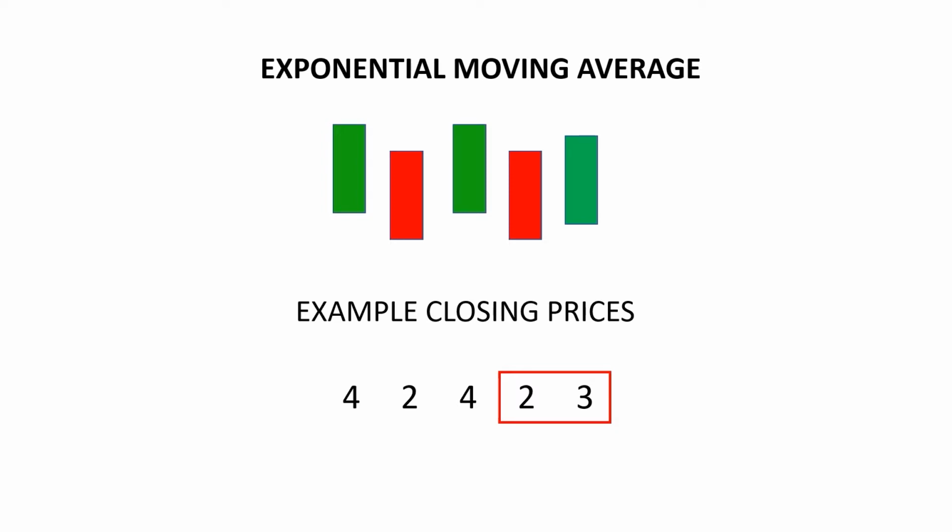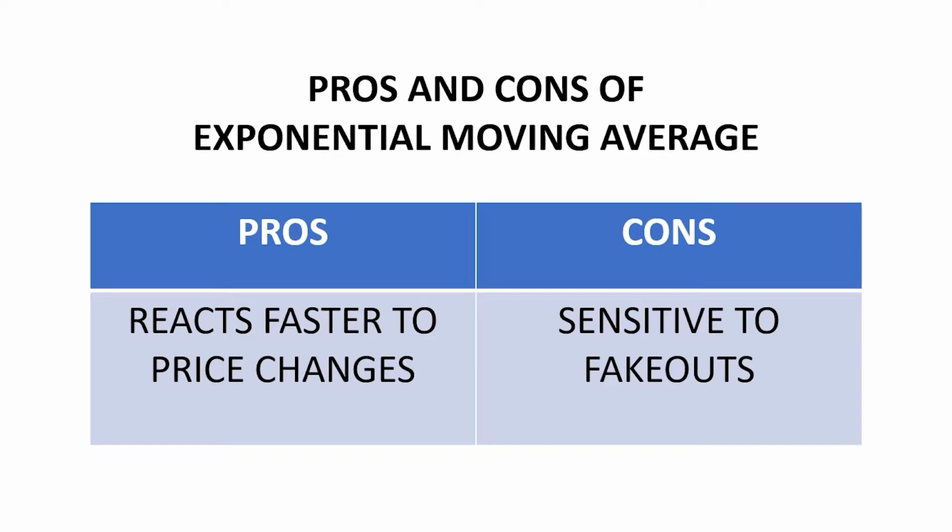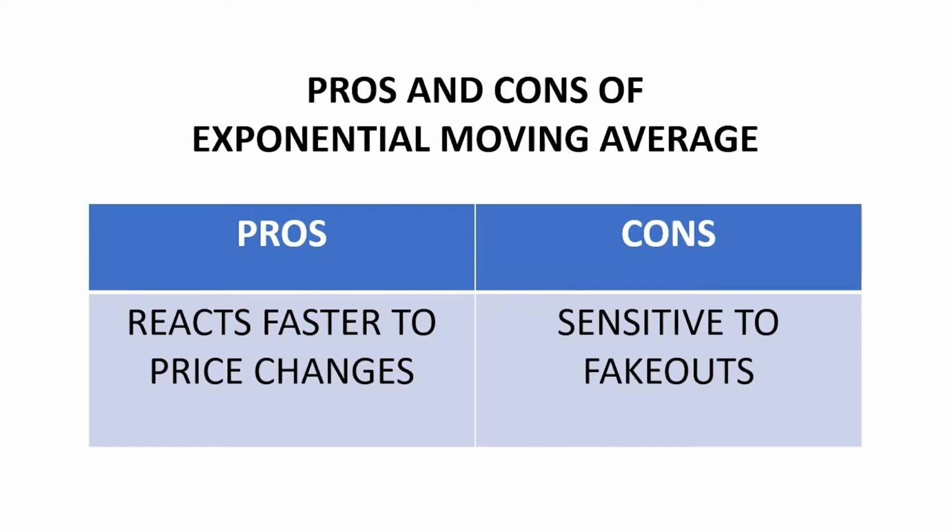Now let's go on to see the pros and cons of the simple and exponential moving average. Let's talk about the pros and cons of the exponential moving average. Since just now we have talked about exponential, the only difference is that it gives more weight to recent prices. So what effect does this have? The pros of exponential would be it reacts faster to price changes. If there's suddenly a new trend, exponential will give you the opportunity to catch that trend earlier than using the simple moving average. However, the cons would be it will be sensitive to fake outs.